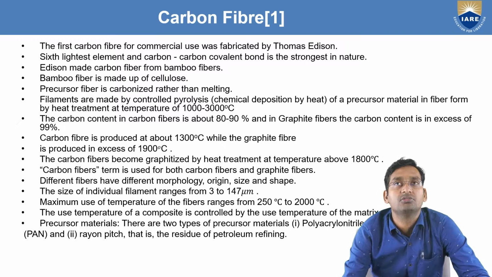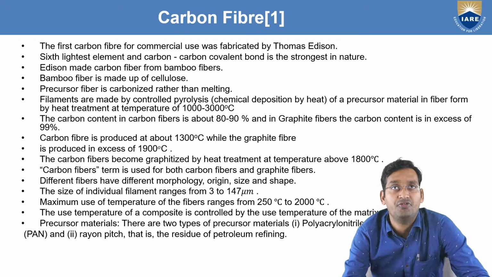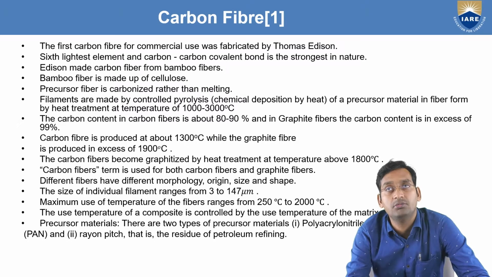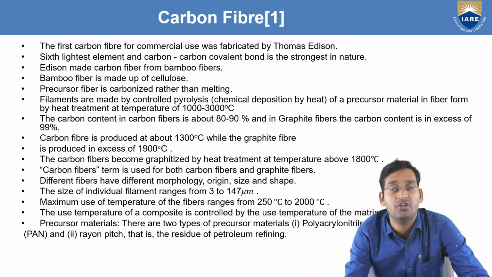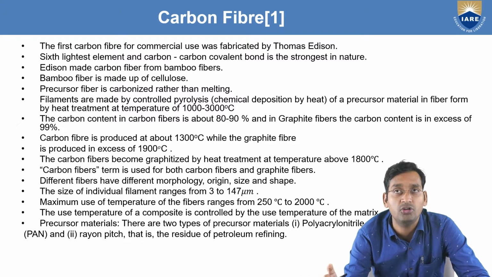Now come to carbon fiber, the second type of fiber. The first carbon fiber for commercial use was fabricated by Thomas Edison. Carbon is the sixth lightest element, and the carbon-carbon covalent bond is the strongest in nature. Carbon's mass number is 6, so it is the sixth lightest element. Carbon has the property that it can form covalent bonds with carbon itself, even in thousands of numbers.